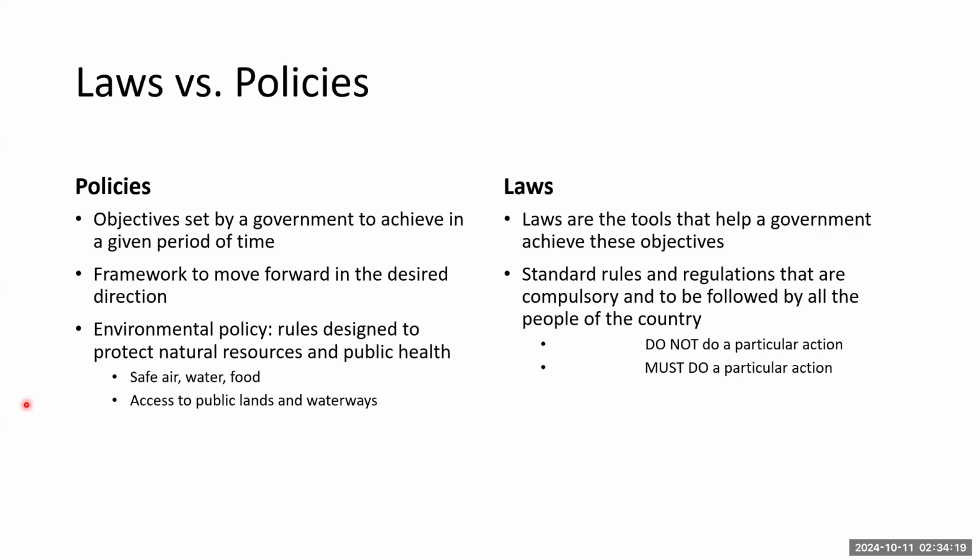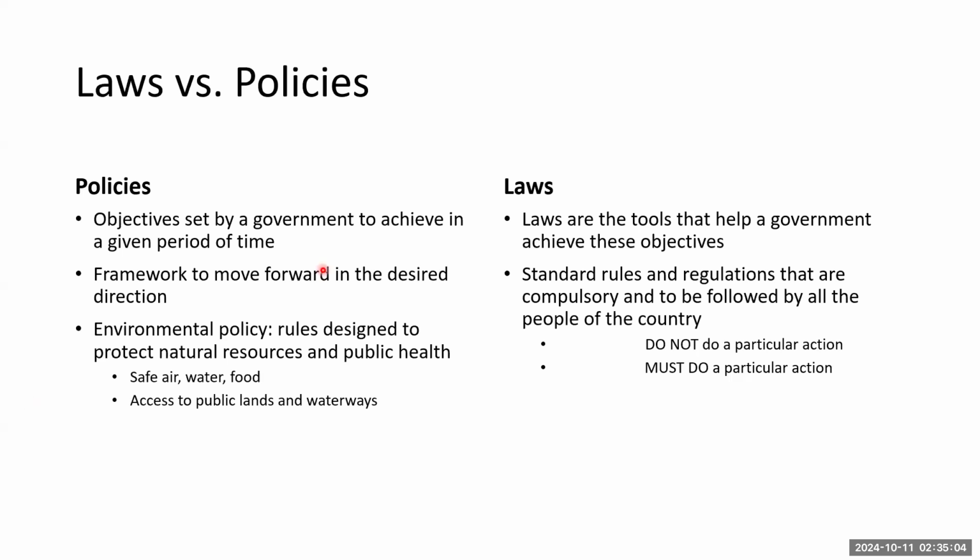So laws are the tools that are going to be the stick behind the carrot that is a policy. Laws are the tools that are going to help a government achieve those objectives. Policies are often drafted after laws are passed. So the law usually comes first, and then the policies help guide how we are going to follow the law. Again, these laws come along with standard rules and regulations that are compulsory and are to be followed by people, however the law defines people of the country.